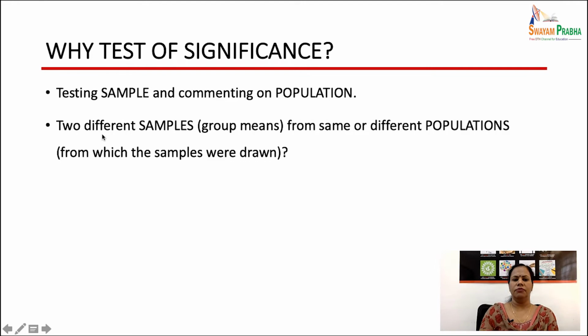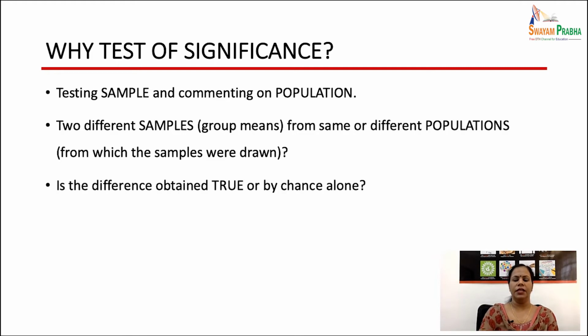And if we are having two different samples or group means from the same or different populations, we can find out what the difference is between these two samples, whether we can take them from the same population or they can be from different populations also. Then if we want to find out the difference in the samples, we can go for the test of significance. Then another question that can be answered is: is the difference obtained true or by chance alone?